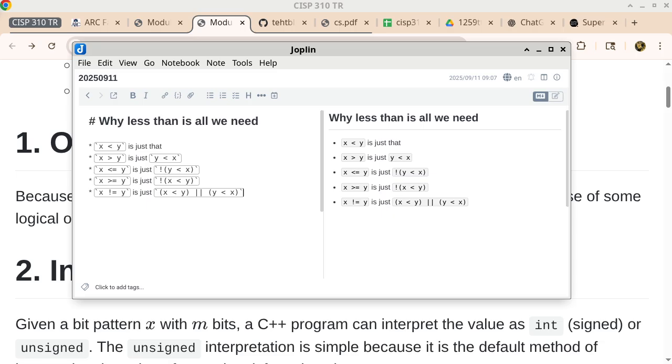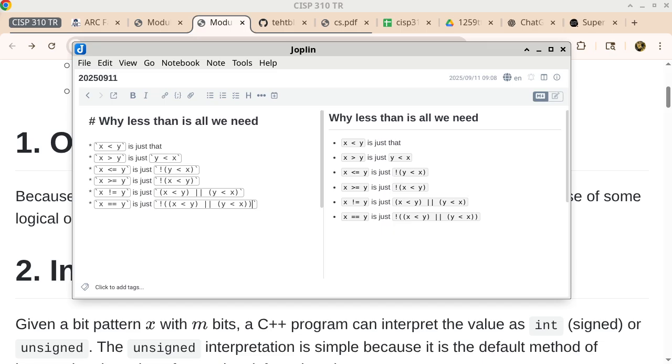And then the last one is equal to. So how do we express x equals y? That one is just, and I'm going to be super lazy here, I take this whole thing and just negate it. Put a gigantic negation in front of the whole thing. That's it.